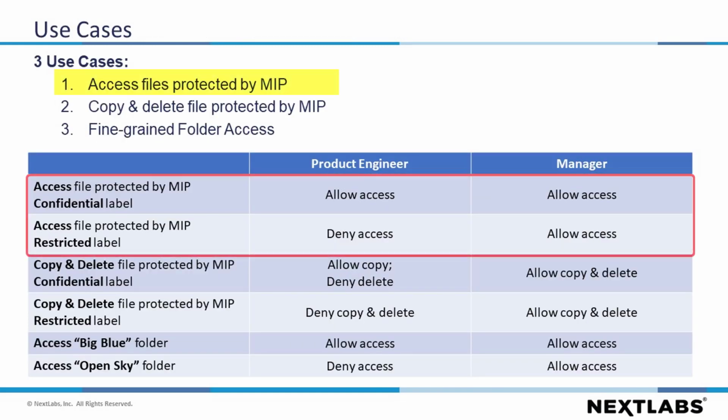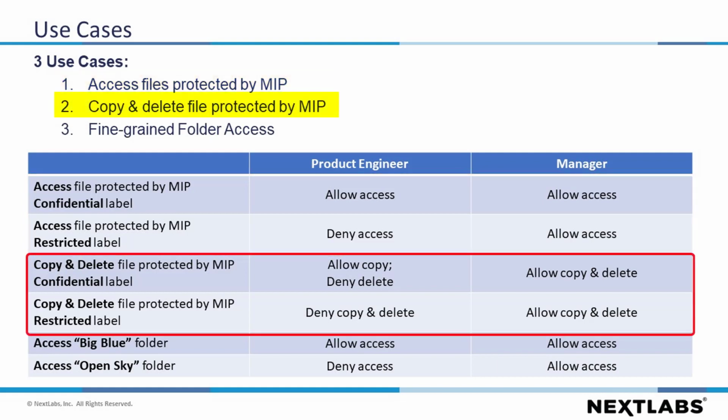In the first use case, we will demonstrate access to files that are protected by MIP sensitivity labels. For a file that is protected by MIP label confidential, the user will be granted access to open the file if his title is Product Engineer or Manager. For a file that is protected by MIP label restricted, the user will be denied access to open the file if his title is Product Engineer, but he will be granted access to open the file if his title is Manager.